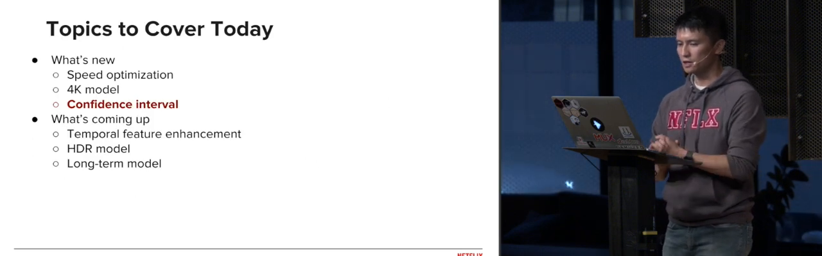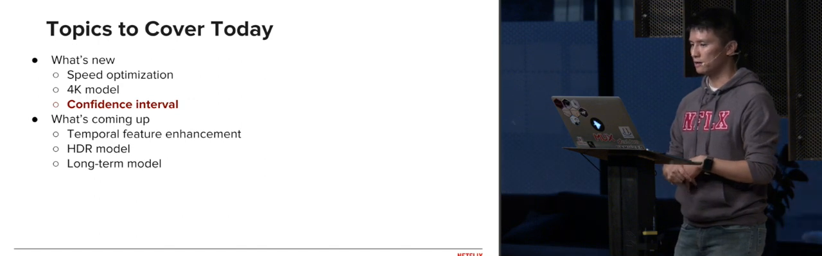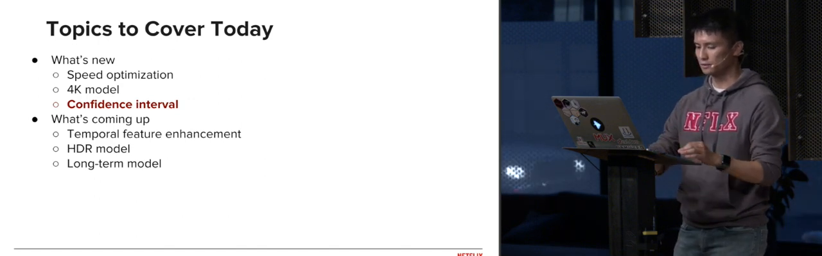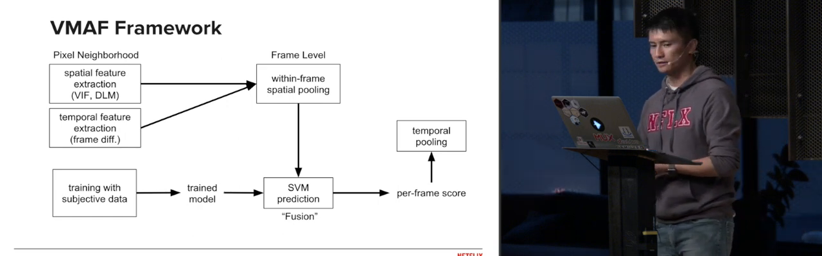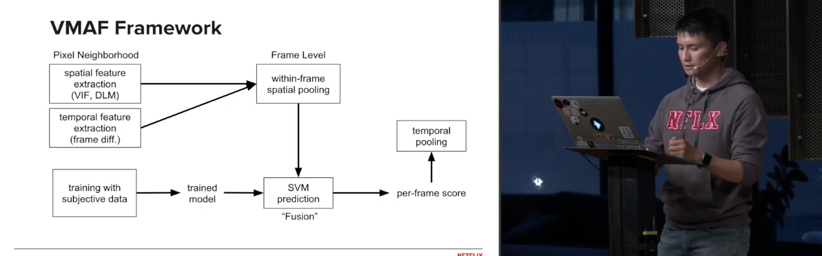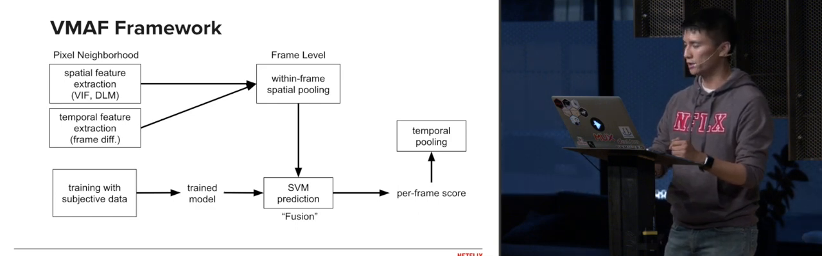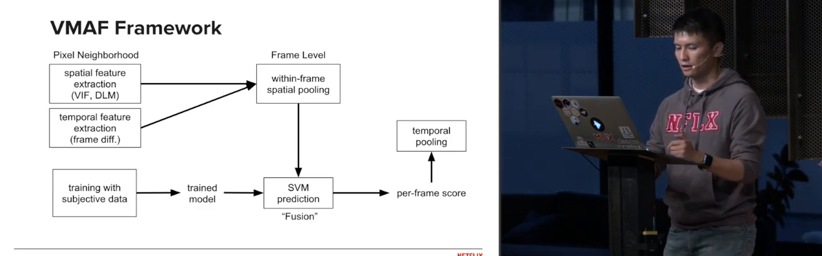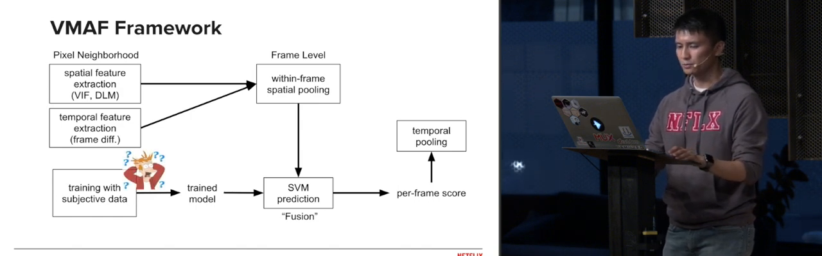So the next topic I'm going to talk about is the uncertainty involved in a VMAF model. So we go back to this VMAF framework again. And let's think about, within this framework, where possibly we could introduce uncertainty or variabilities. The first place is here.